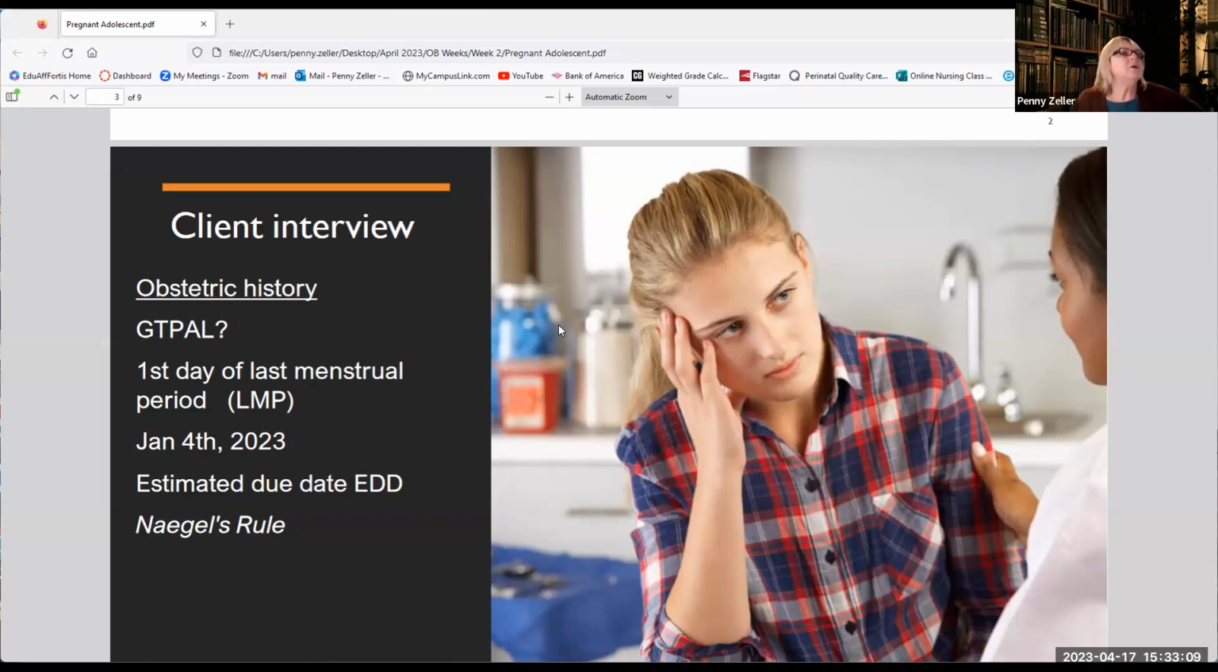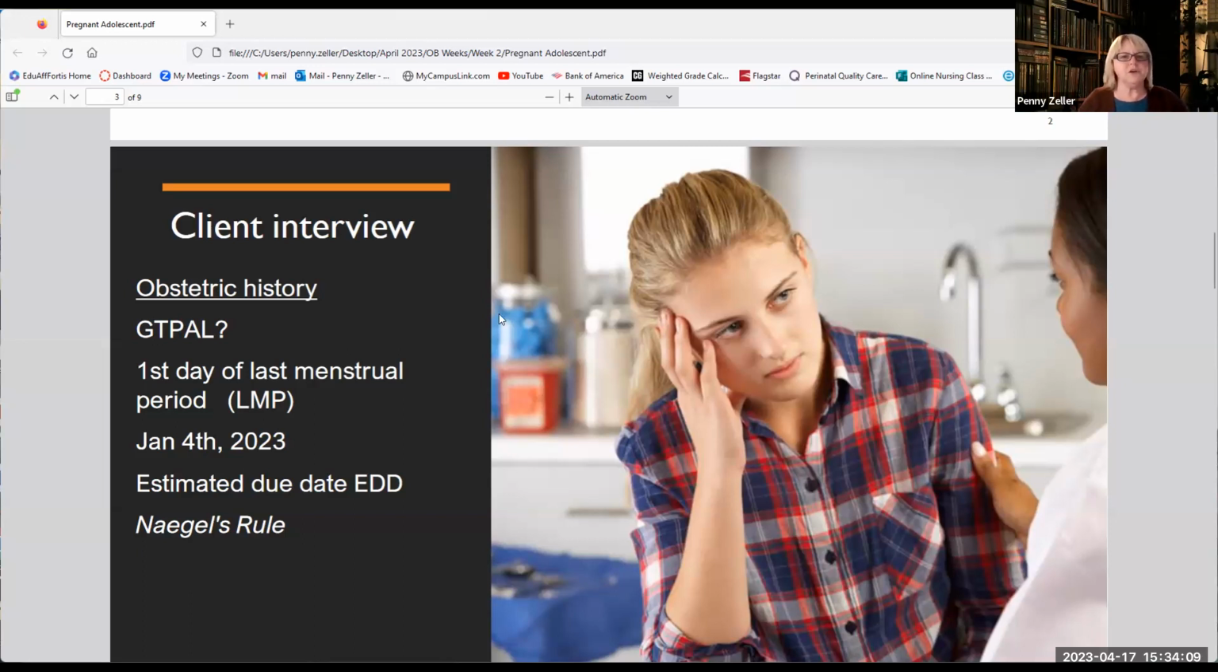And so we have to determine how far along she is. So we use Nagel's rule. Okay, we take the first day of the last menstrual period. So if I tell you that she had a period January 4th, we're going to go back 3 months, add 7 days, and then push it into the next year. Okay, so January 4th, go back 3 months. What's 3 months prior to January? October. October, and then we're going to add 7 days. So that would be October 11th. Okay. And since it was last year, she'll be due October 11th in 2023.